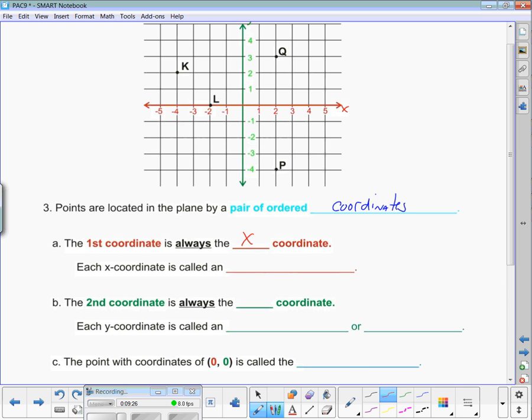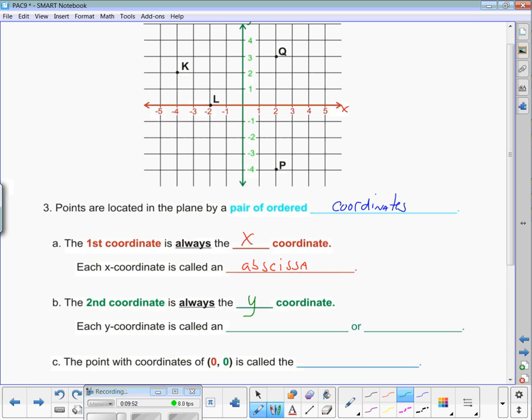What is the term for each x coordinate? All right, you're going to have to learn this one. It's called an abscissa. A-B-S-C-I-S-S-A, the abscissa. So each x coordinate is an abscissa, and I'll mention that here in a moment. Take your green. The second coordinate is always the y coordinate.